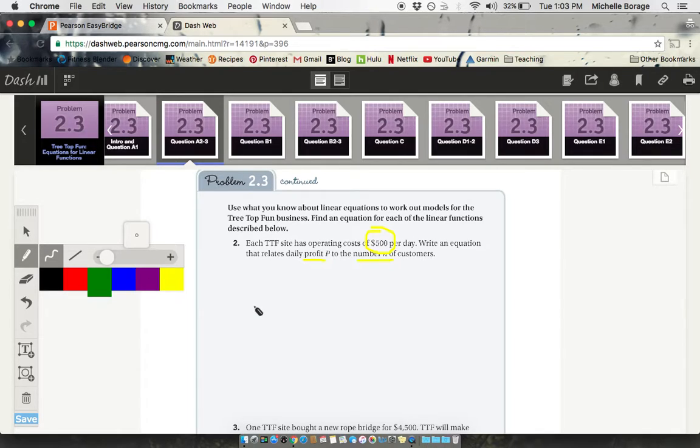Alright, so hopefully you had some time to do that. This is a tricky one. I remember doing this with my students last year. So we want to show how to get profit. So we want P equals. Usually the first thing they tell you, relate the daily profit to the number of customers. Well, profit depends on how many customers are coming. You want your dependent variable all by itself here.